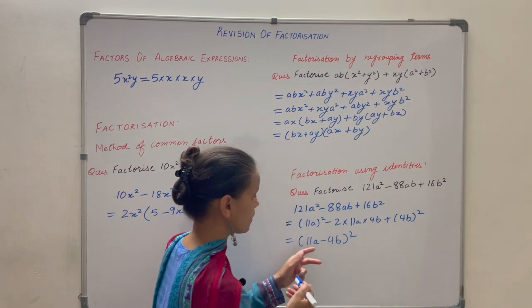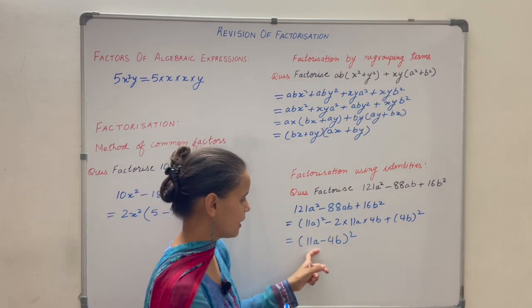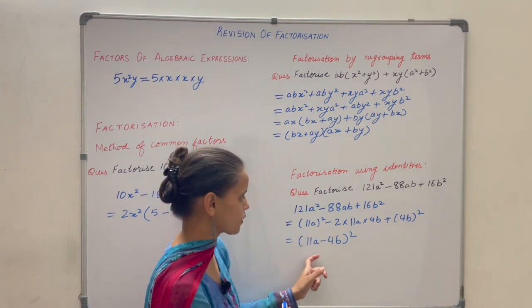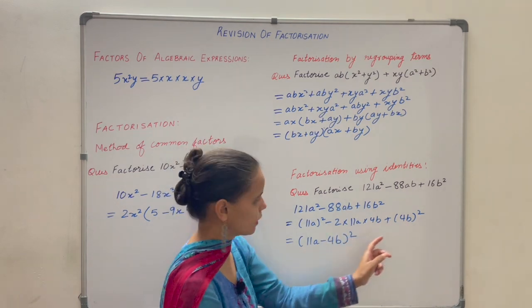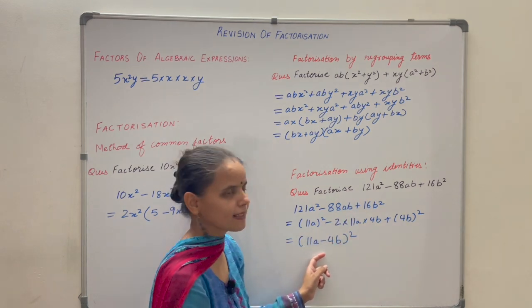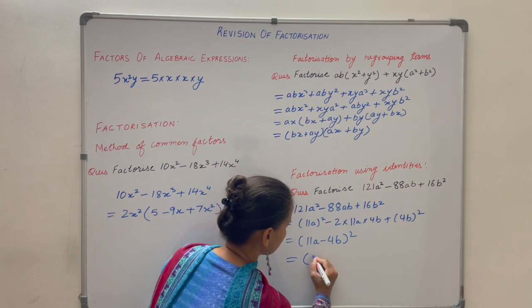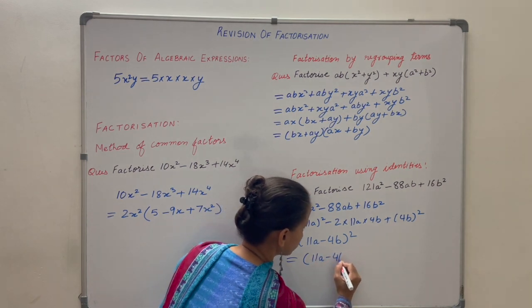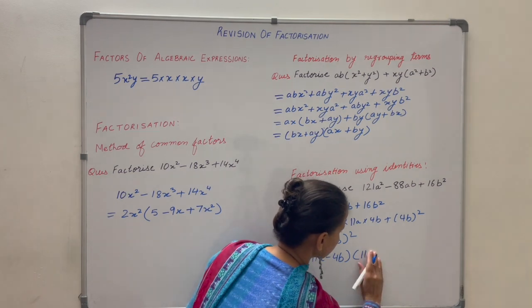Using the a minus b whole square identity, if you open it, you will get 11a square minus twice of 11a into 4b plus 4b square. Since they have asked you to factorize it, let us write it in factor form. So the factors are 11a minus 4b into 11a minus 4b.